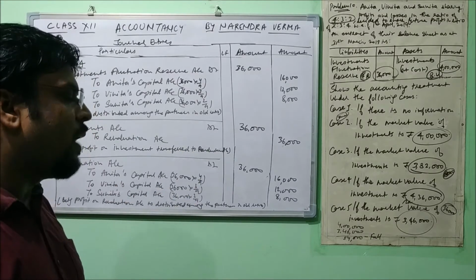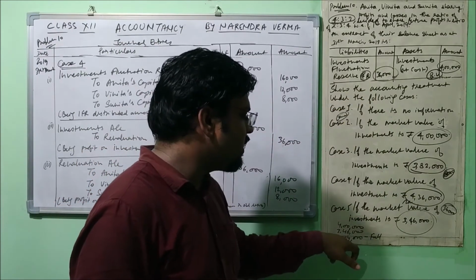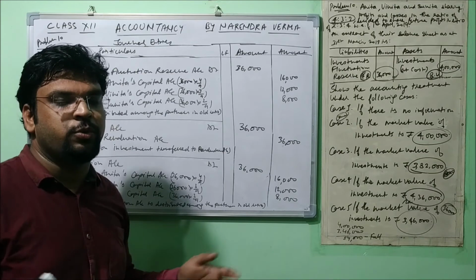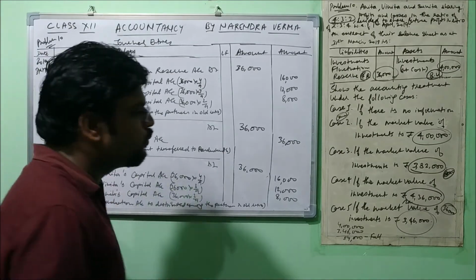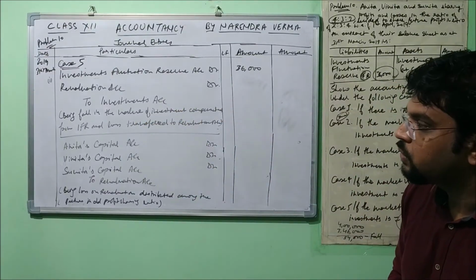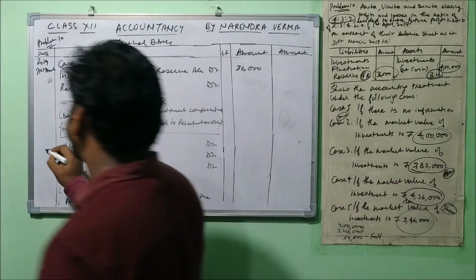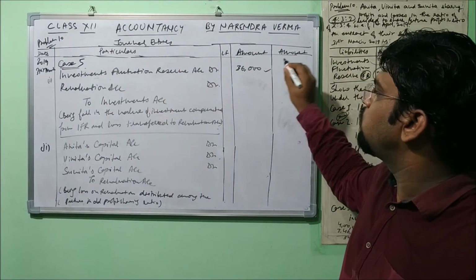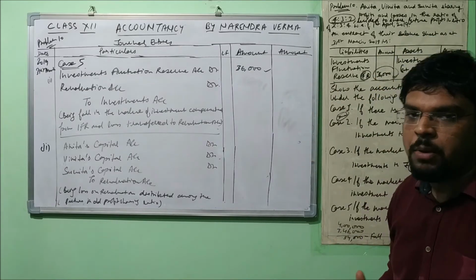Now, up to this, it will be compensated, and the rest definitely will be recorded as loss, and the loss will be distributed among the partners. How? I'll show you. So this is the case 5. We will be doing 2 entries here. First we will debit investment fluctuation reserve account 36,000. That is the entire amount we have.